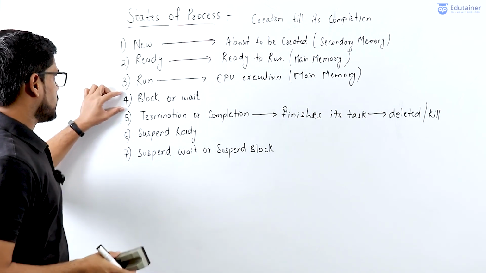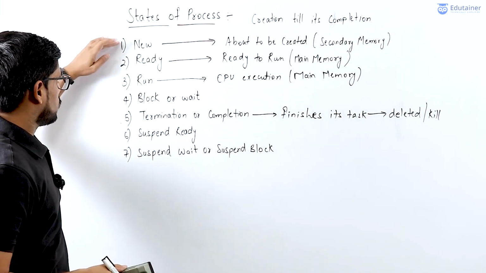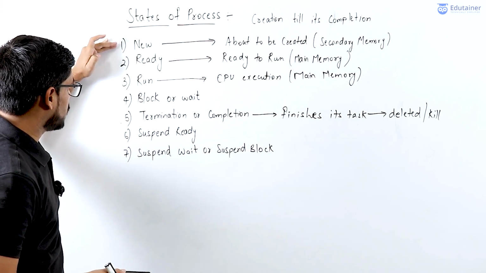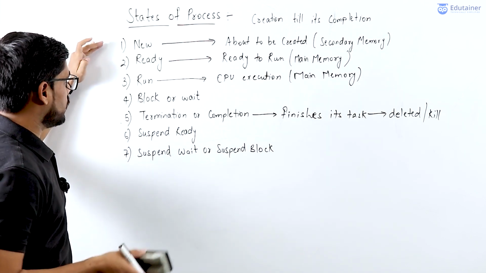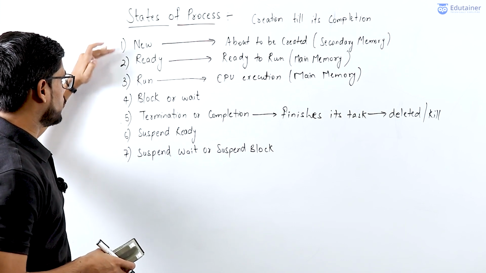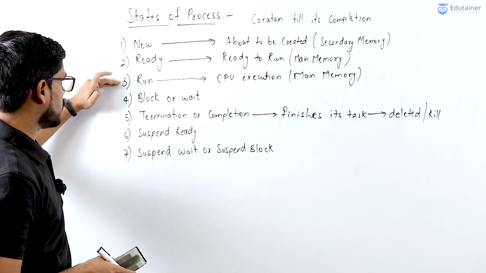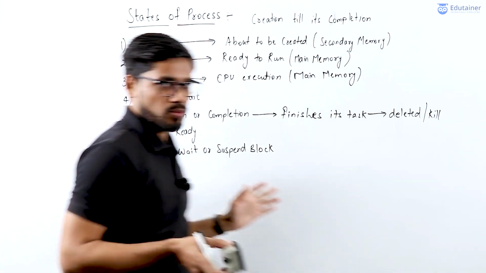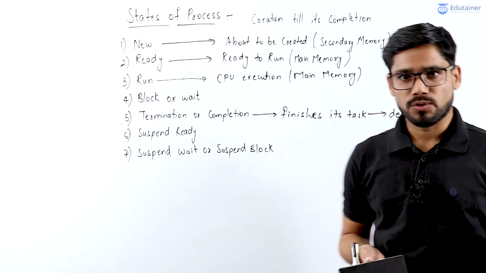Now the next state is block or wait. So whenever a process, let's say after creation, if there is no hurdle, it will directly go from new to ready state, then from ready to run state, and then run to termination state. Okay, so this is a very smooth way of executing a process.